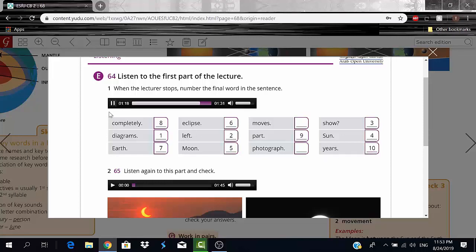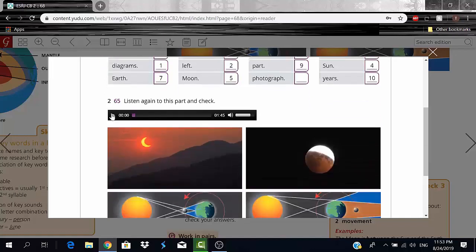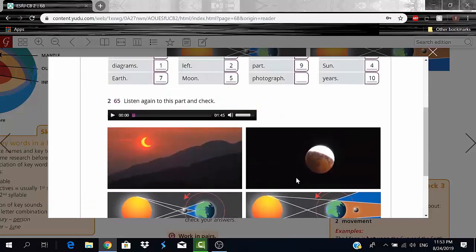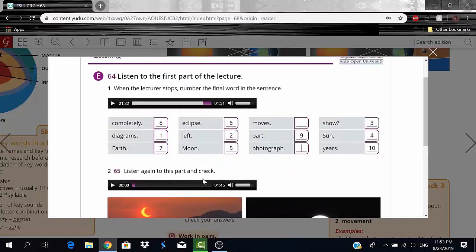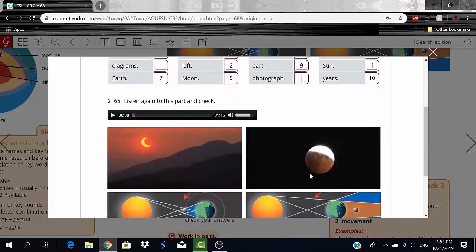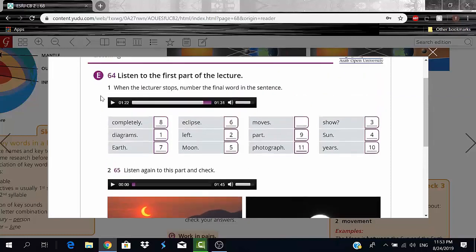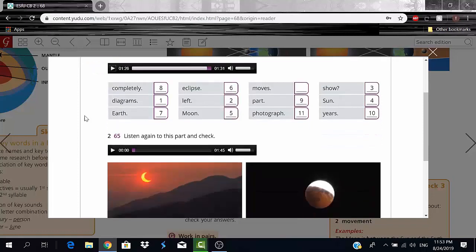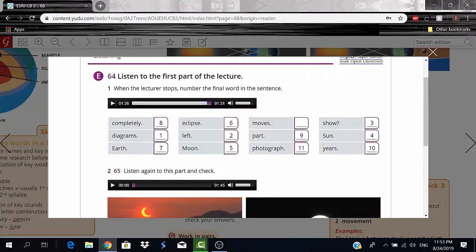11. Look at the diagram under the photograph, right? Because here we have the diagrams under the photographs, so 11 will be photograph. 12. The red arrows show the way that the moon moves. Number 12.